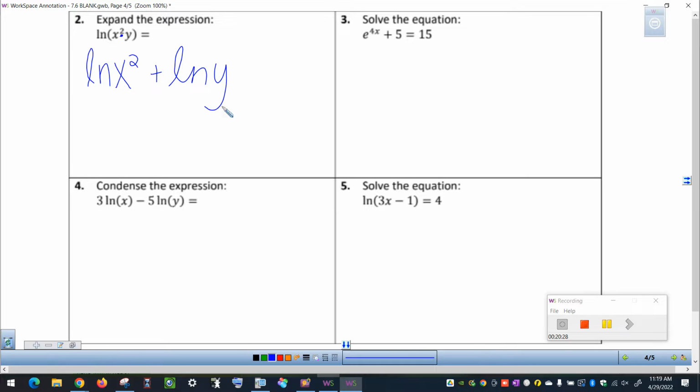So we're just going to do the ln of the first part plus the ln of the second part. And then just as we've seen before with expanding, if you do have an exponent, we'll go ahead and move that up to the front. So for our final answer, we get 2 ln x plus ln y.